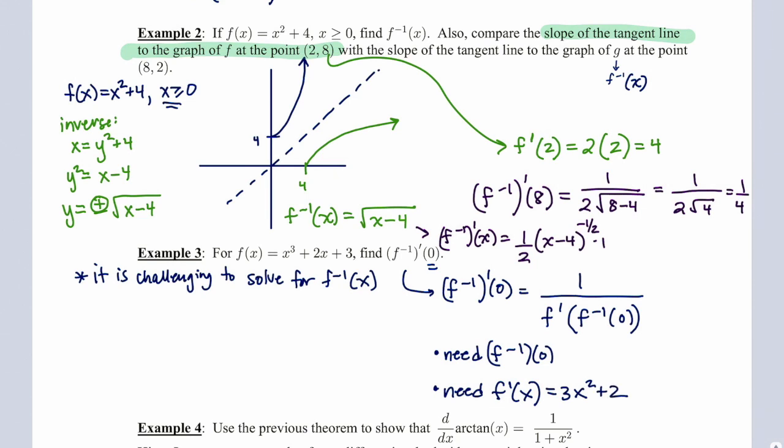And I don't need, again, I don't need a formula for f inverse. I just need to know what f inverse of 0 is. So this 0 here, this is an x equals 0 for f inverse. That means that's a y equals 0 for f, right? So I'm thinking, okay, for the original function f, if y equals 0, I need to find the x that corresponds to that.